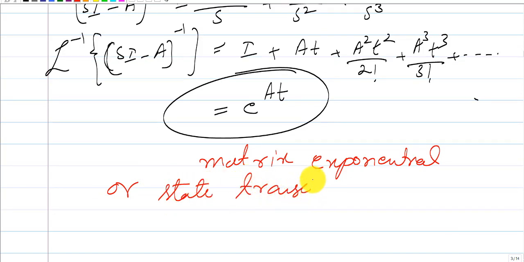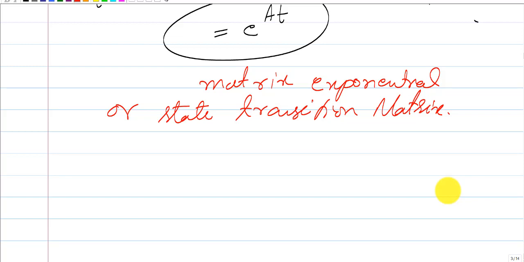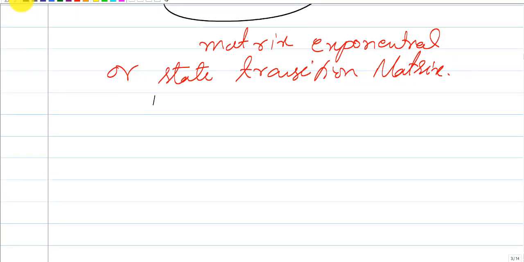So let's have a look at some examples, and we'll also find some properties of this state transition matrix. As we go through this subject, we will see the importance of the state transition matrix, and how helpful it would be for all the system analysis that we will perform under this linear control system subject.